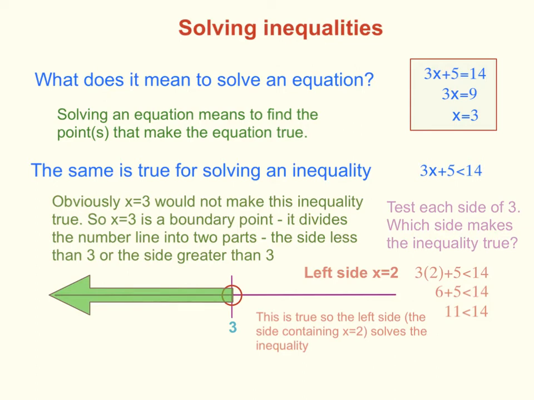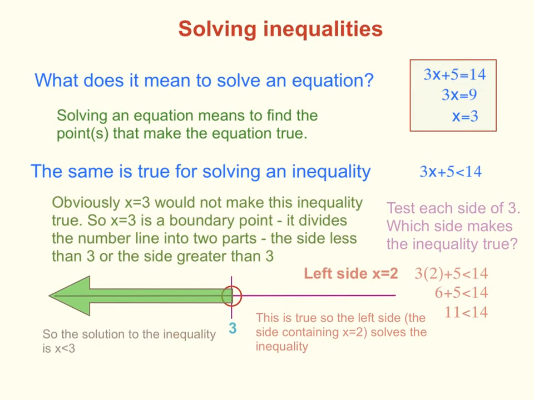So you can see what we did. We put a circle around x equals 3, and we made an arrow showing all of the points less than x equals 3 makes that inequality true. So the solution to the inequality is x is less than 3.